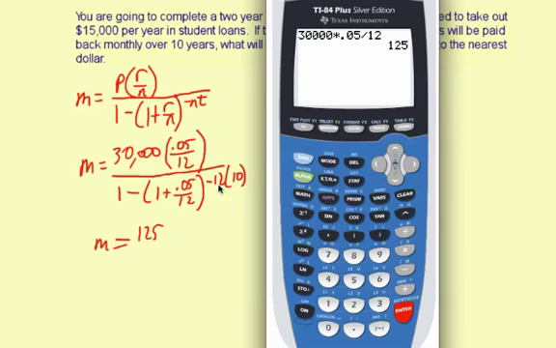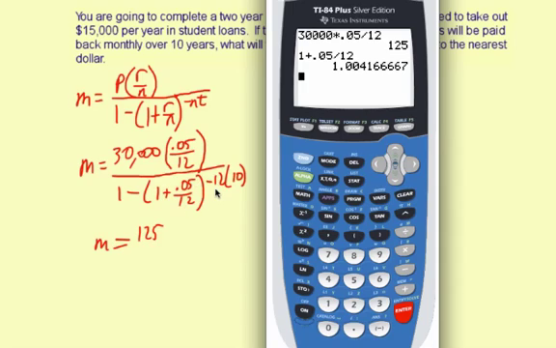Then I'm going to simplify the denominator. I'm going to start with this 1 plus 0.05 divided by 12. Now this calculator knows order of operations, so I don't need to use parentheses or anything. So it's going to be 1.004 and so forth for this part inside the parentheses.